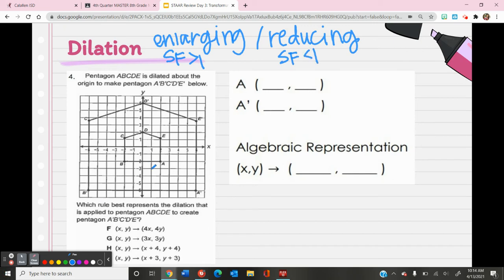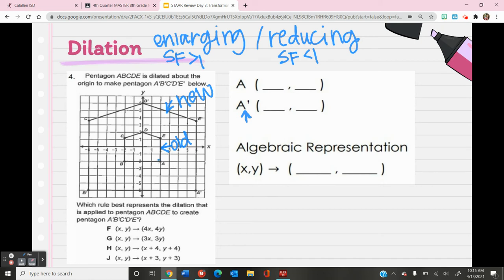So looking at our question here, it says pentagon ABCDE is dilated about the origin to make pentagon A'B'C'D'E' below. Which rule best represents the dilation that is applied to pentagon ABCDE to create pentagon A'B'C'D'E'? So starting off, they're asking us for a couple points. Here they want us to know the original A and A prime. I know which one's my new image by the prime. So the bigger one is going to be my new, and this one is my old, because I know this is new because it has the primes on it.